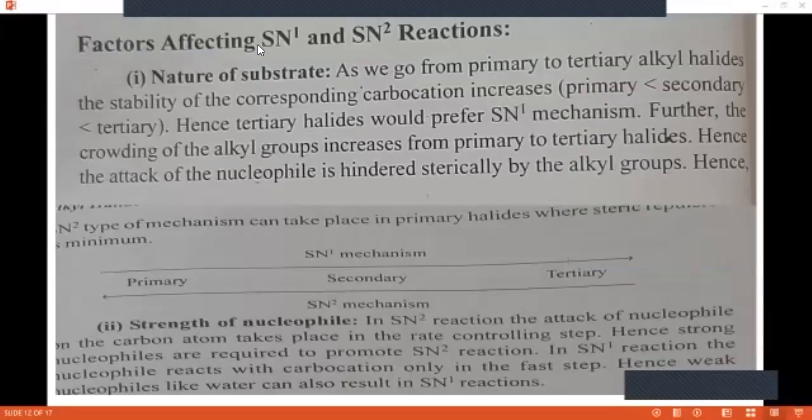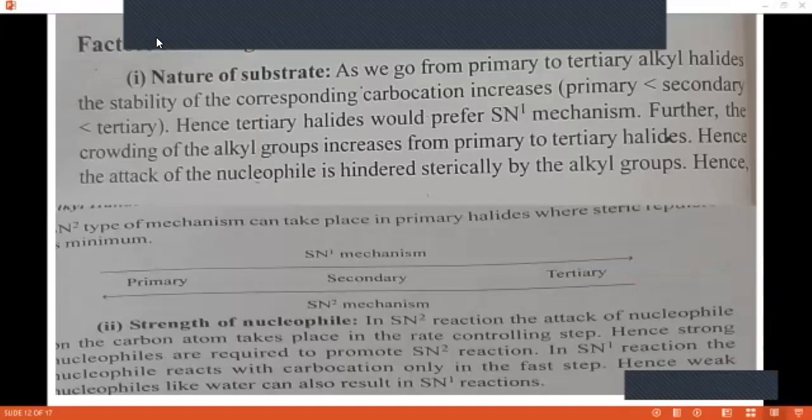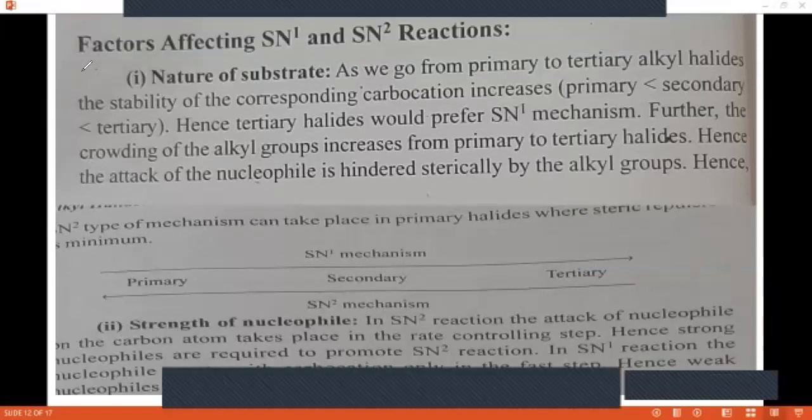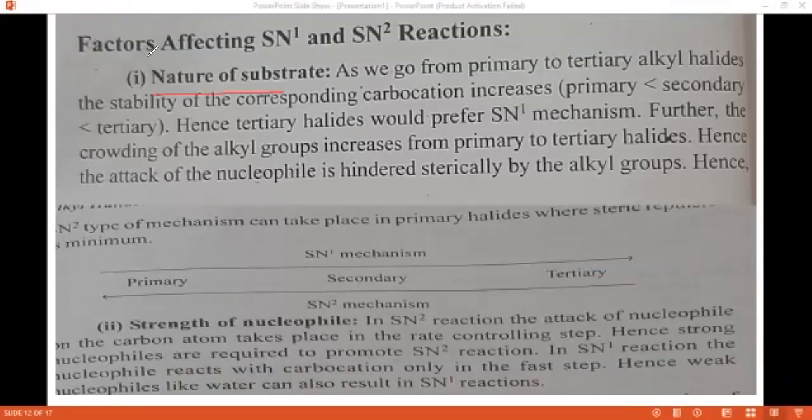Hello everyone. In this lecture, we will discuss the factors affecting the SN1 and SN2 reactions. There are five factors which affect the SN1 and SN2 reactions. The first factor is nature of substrate.